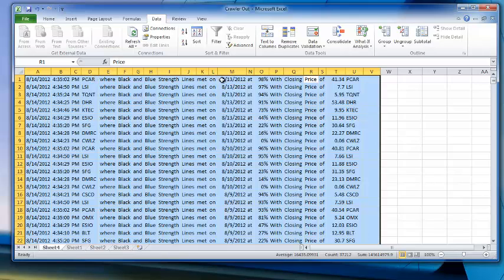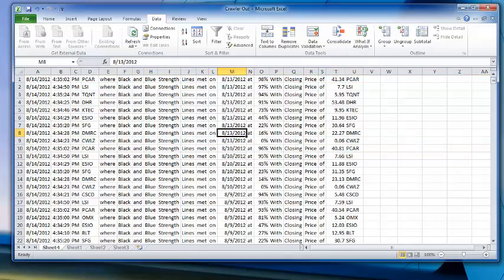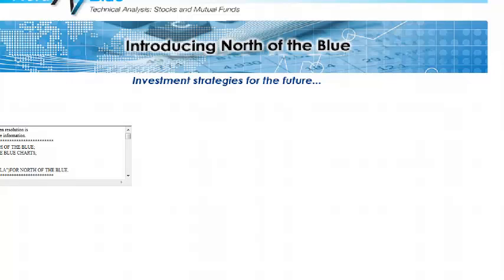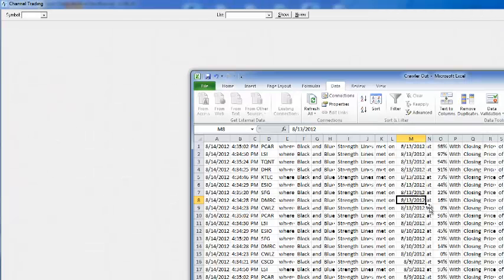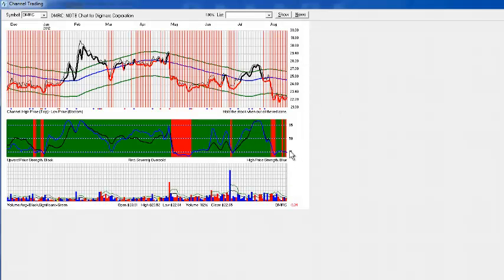So as we can see, though, we have 9 hits for the 13th, which was yesterday. This one is 6 cents, so that doesn't really matter. So we're going to open up stock charts 3M and take a look at this. Go to channel analysis, and we're just going to look at this first one, DMRC, and take a look at it real quick.